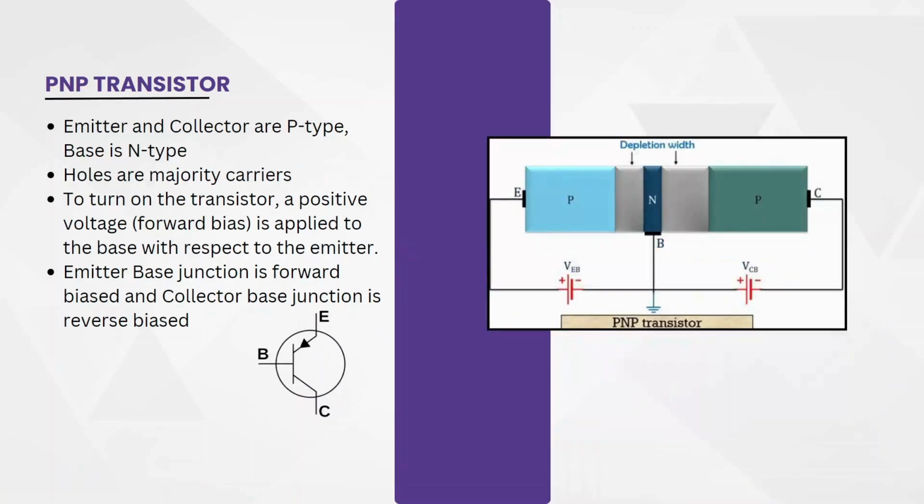Coming to the PNP transistor, if we look at the symbol, here the arrow mark is coming towards the base. This means it is a PNP transistor. Now looking at the name itself, we can tell that holes are the majority charge carriers. N-type is the base, and the emitter and collector are P-type. Again, the concept of turning on the transistor remains the same. The emitter-base junction should be forward biased and the collector-base junction should be reverse biased, as shown in this image.